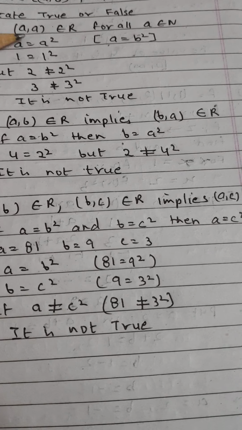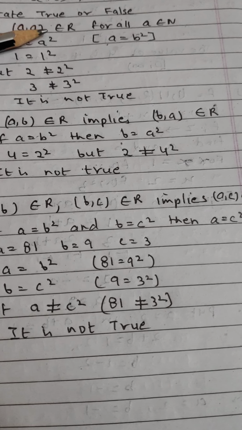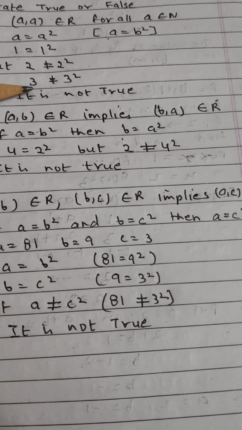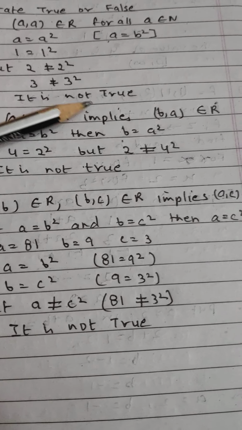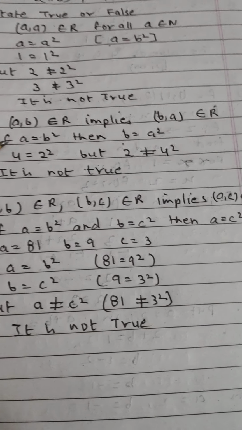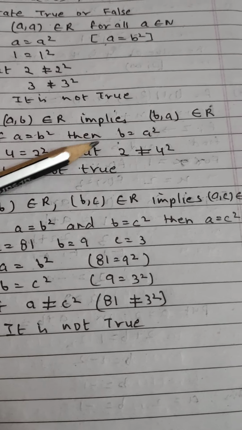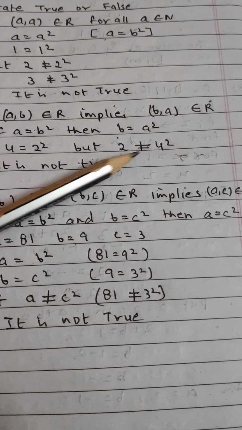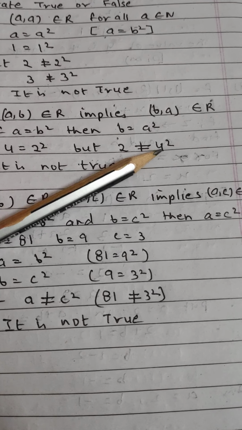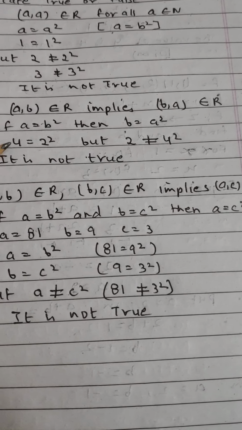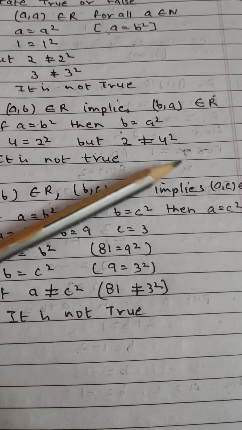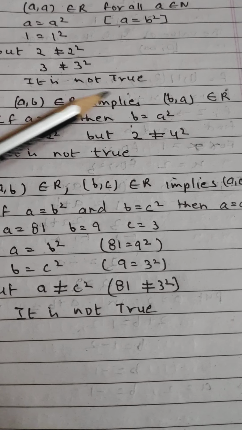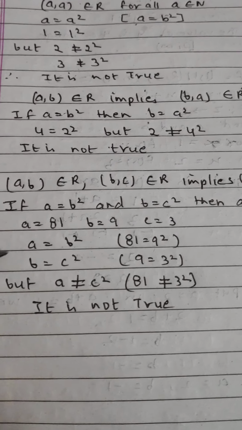So AA belongs to R is true only for one value and not for all natural numbers. It is not true. AB belongs to R implies BA belongs to R. It says if A is equal to B square, then B is equal to A square. Now see, 4 is equal to 2 square, but 2 is not equal to 4 square. This is also true in case we take 9 is equal to 3 square, but 3 is not equal to 9 square. So this is also not true. AB belongs to R implies BA belongs to R is also not true.